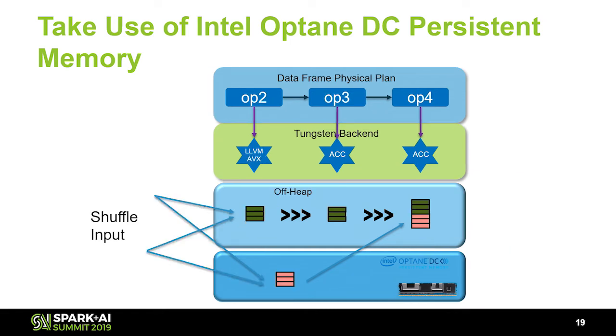And we also need to use the Optane DC persistent memory when we shuffle the data. When we shuffle the data, after we get the data, we put the hot columns of data off-heap, into the DRAM, but put the other uncommonly used columns into the Optane DC persistent memory.